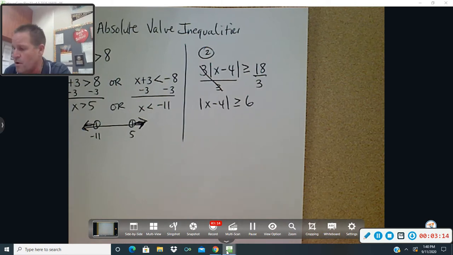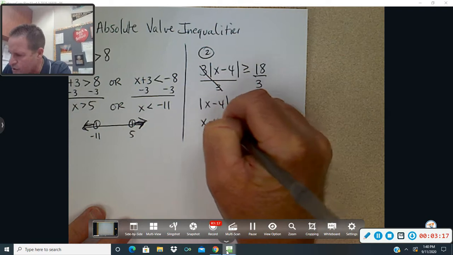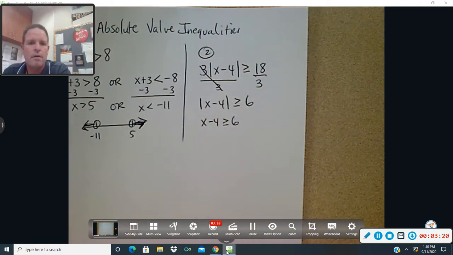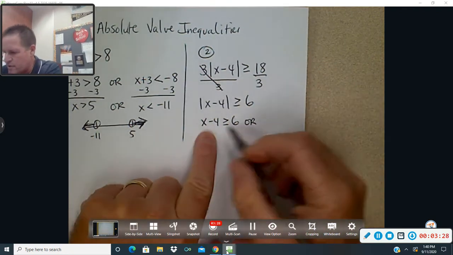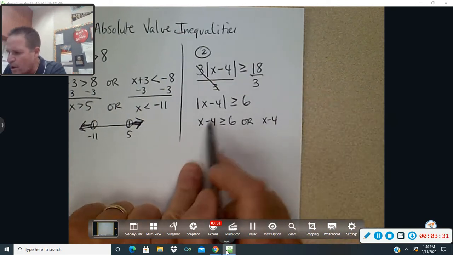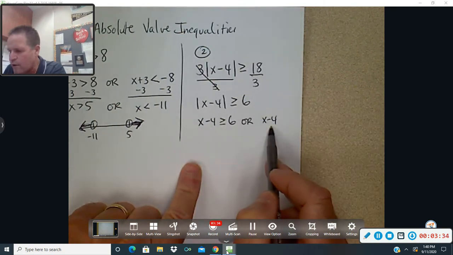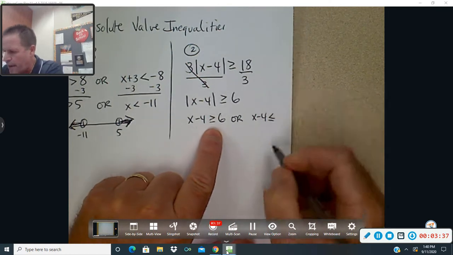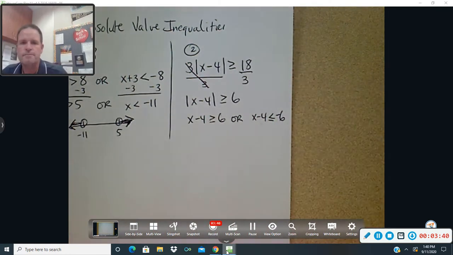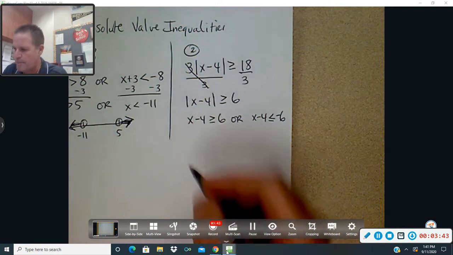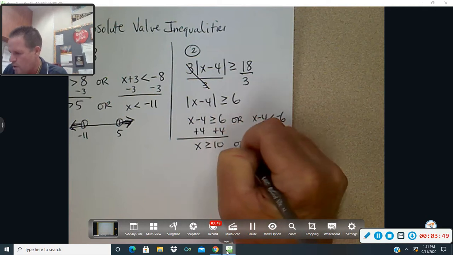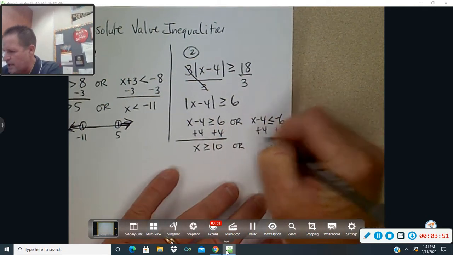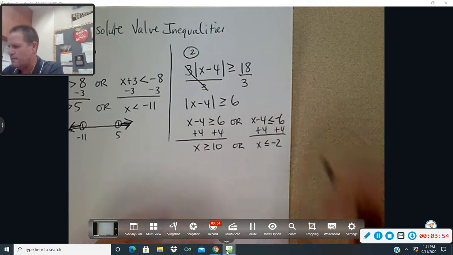Greater than. It's an or. So remember, the first one you write down is always exactly as you see without bars. And then your or, remember, they're going to be opposites. So you're going to have x minus 4. The stuff inside the bars does not change the way it looks. It's still x minus 4 over here. But now here comes the opposite. Opposite symbol with negative 6. Okay, again, ors are opposites. Add 4 to each side here. x is greater than or equal to 10. Or add 4 to each side here to get x is less than or equal to negative 2.